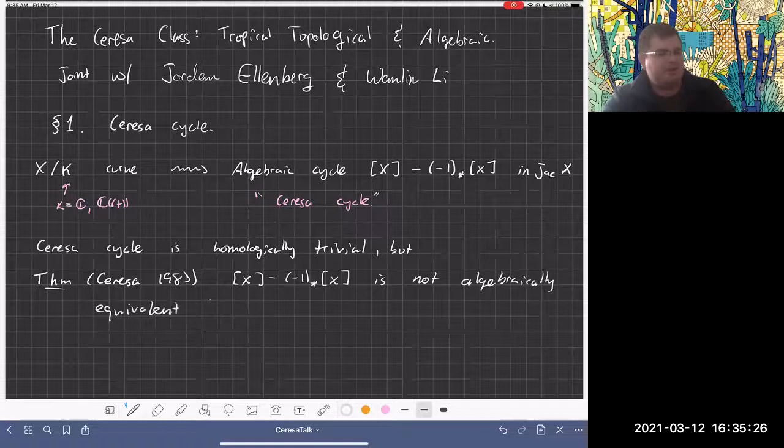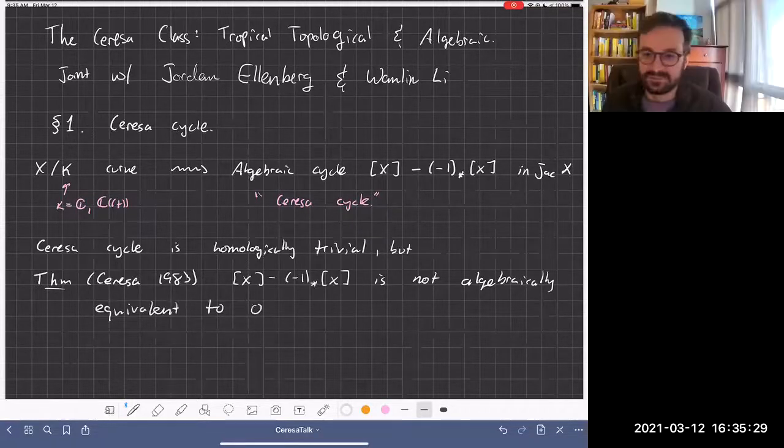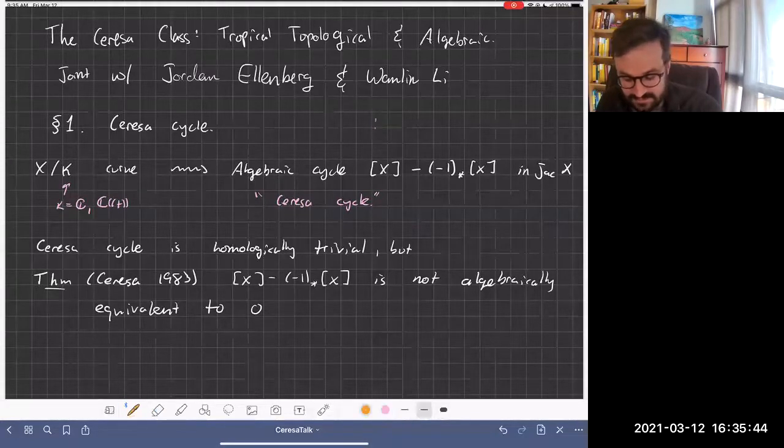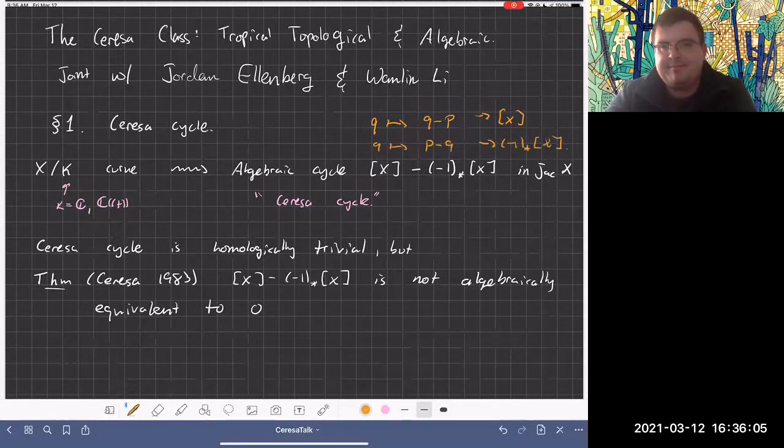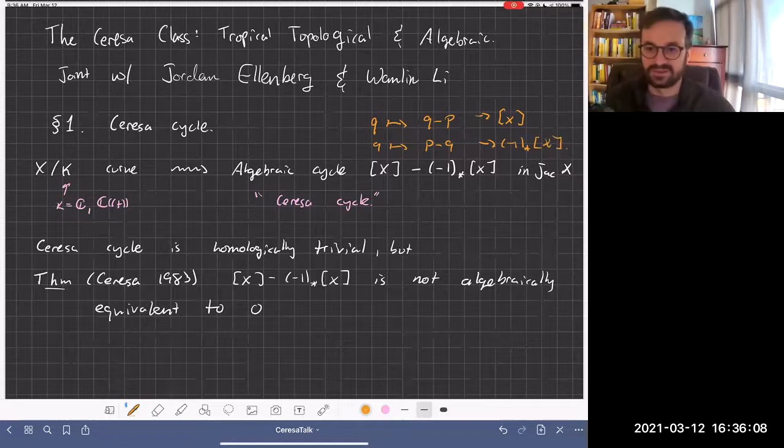Can you just repeat what the -1 map is again? The -1 is the -1 action on the Jacobian. If you're fixing a point P on your curve X and embedding, the point Q goes to Q minus P. This gives you X inside the Jacobian, then the -1 on X gives you the other embedding, where Q goes to P minus Q. Oh, okay, thanks. That's probably a better way to think about this.